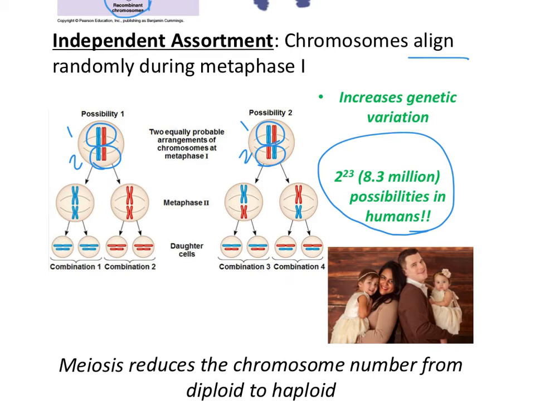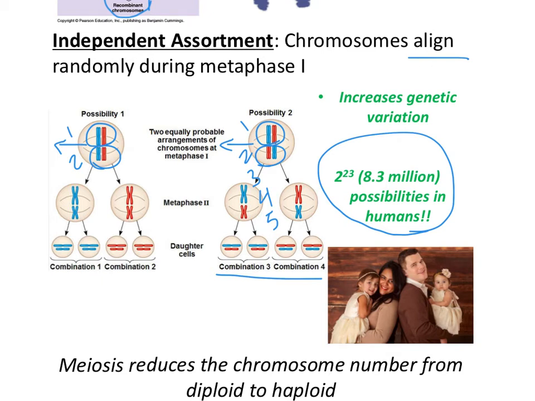So there are multiple different combinations that can be formed. I could have both blues going to the left. I could have 1 blue and 1 red going to the left. You can imagine I could have many possibilities if in reality I have 23 of these pairs. So this just illustrates that there's a huge amount of combinations that can be produced.